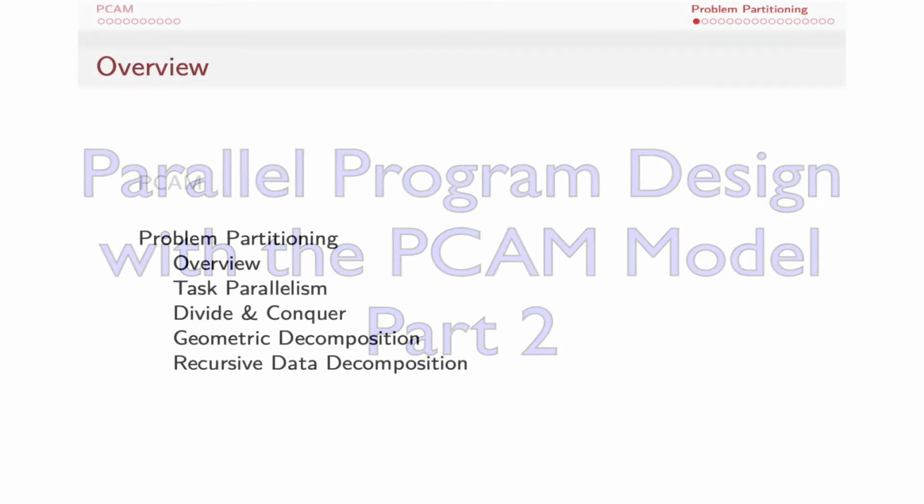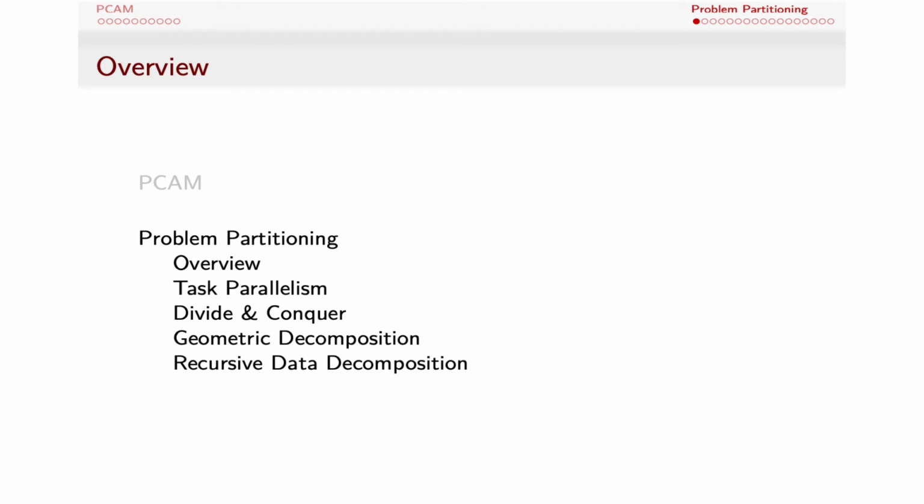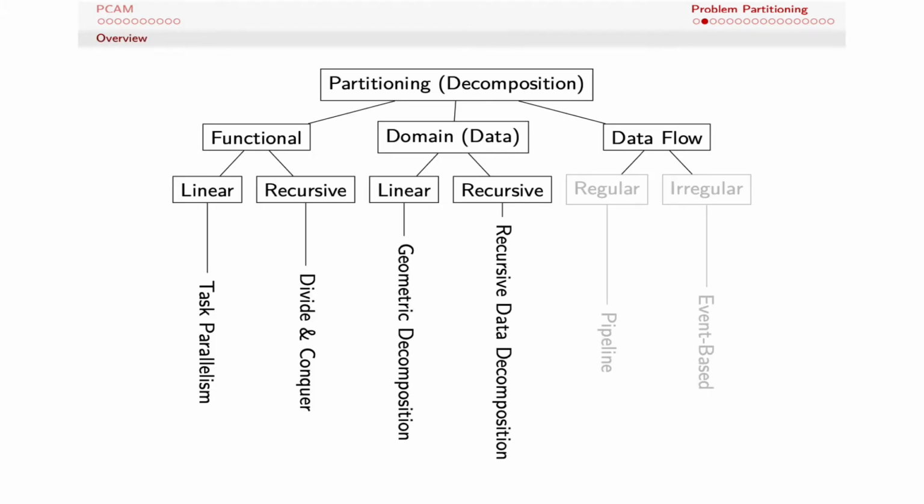So with that PCAM model in mind, I'd like to drill down into the P part, the partitioning part, and look at some common mechanisms that we use to partition programs to run in parallel. Here's a diagram that gives us kind of an overview of this. So the partitioning can be done in several main ways. We're going to look at two of these called functional partitioning and domain or data partitioning.